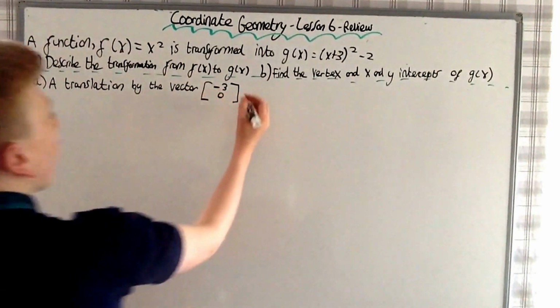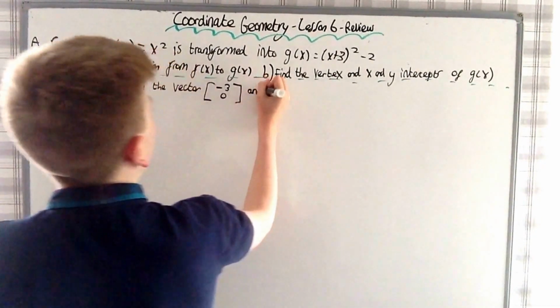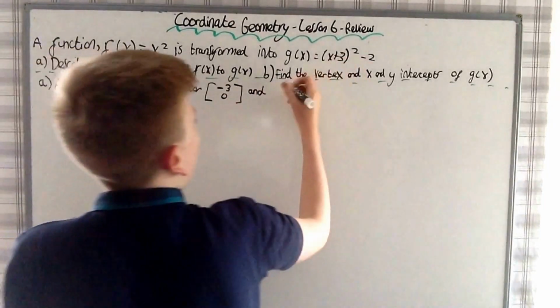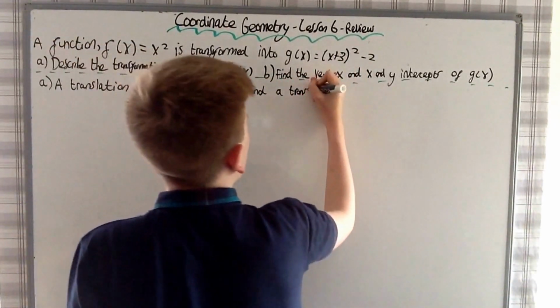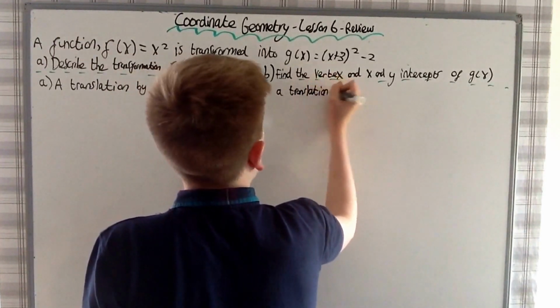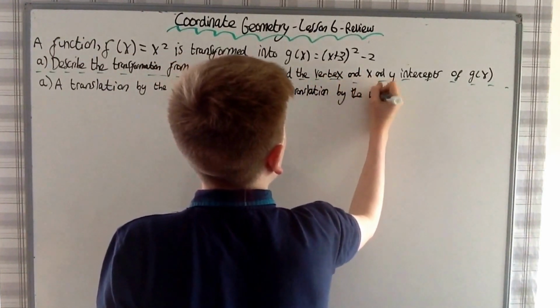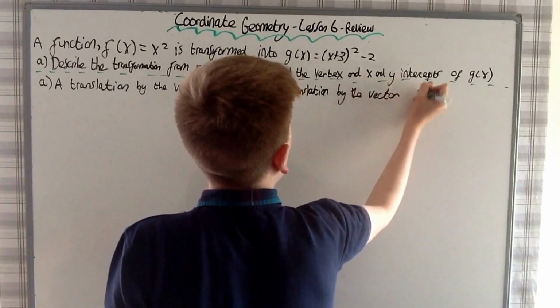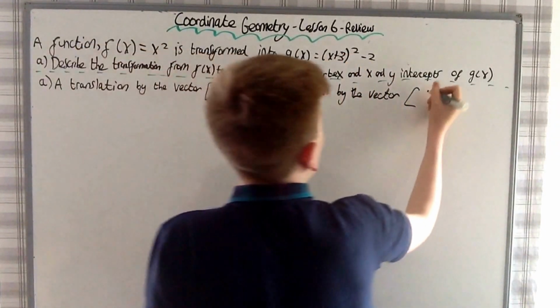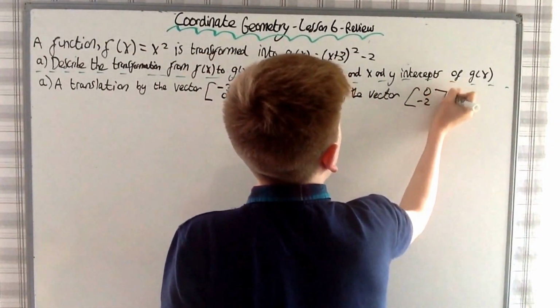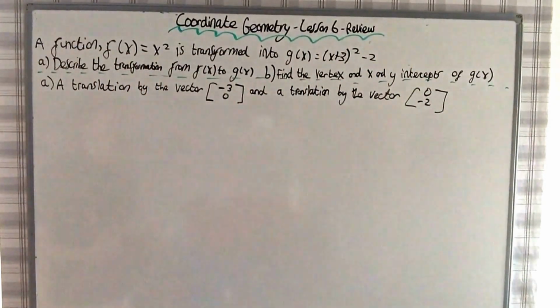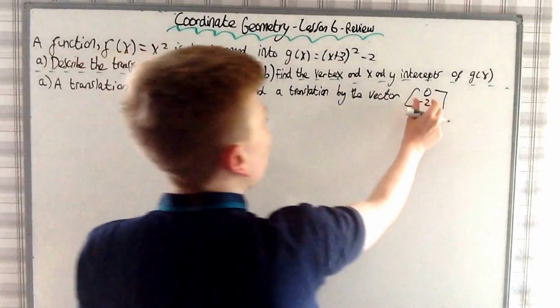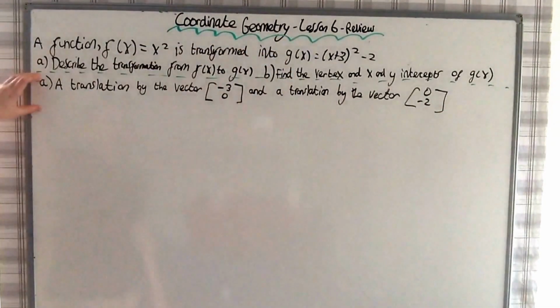That's not the only thing. We have to put and a translation, and I'm going to write it in this vector notation again, by the vector 0, minus 2. Remember, the bit outside the brackets is in the y direction. If it's negative, it goes down. If it's positive, it goes up. So it's going to be 0, minus 2 is the second vector. And this will score full marks.